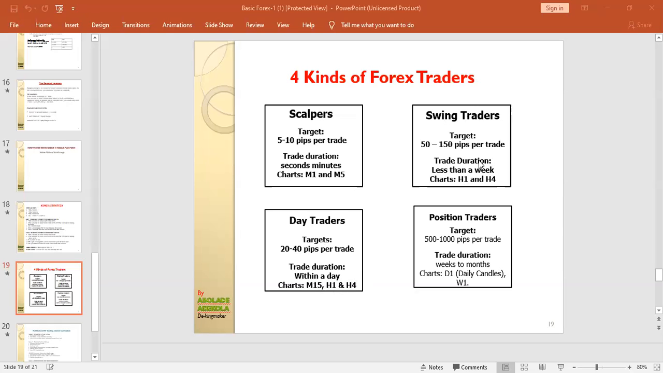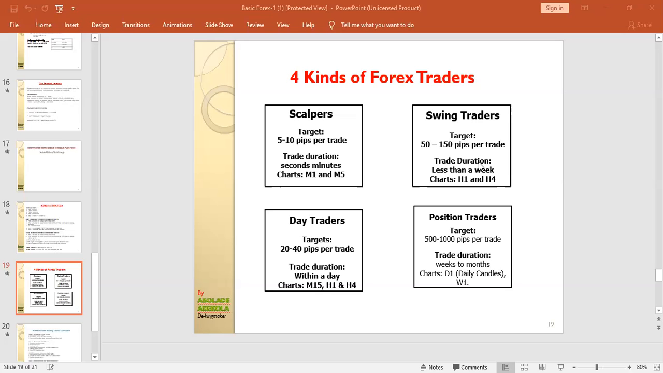And here we also have the swing trader, which is where I belong. It is day trader versus swing trader. Swing traders target between 50 to 150 pips, and their trades tend to last about 1 week, 3 days, or 4 days, minimum 2 days. Swing traders trade either on H1 or H4.